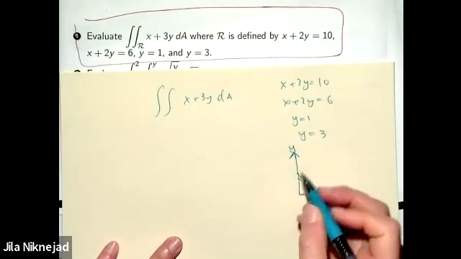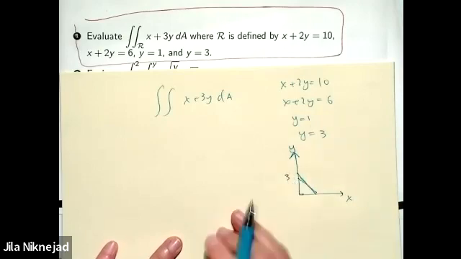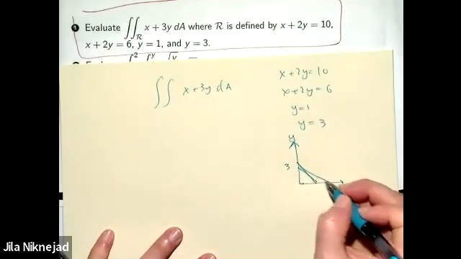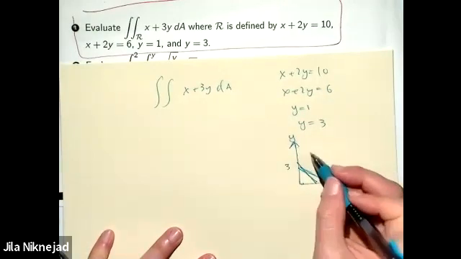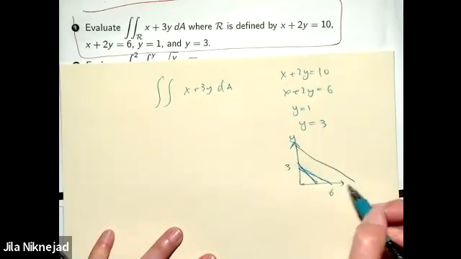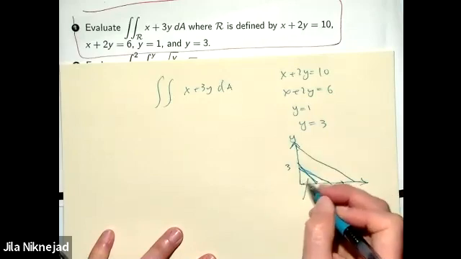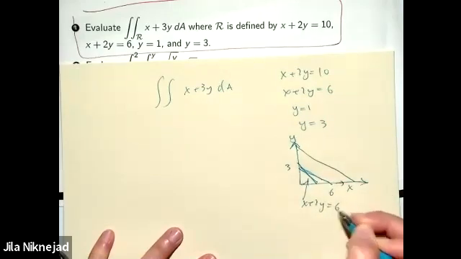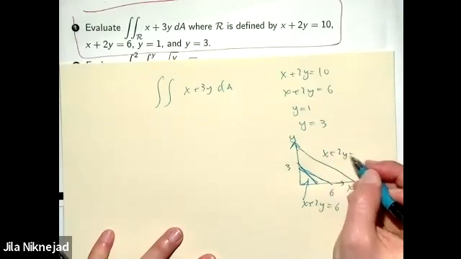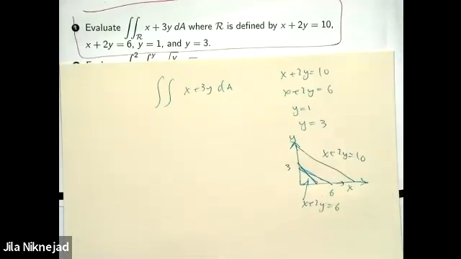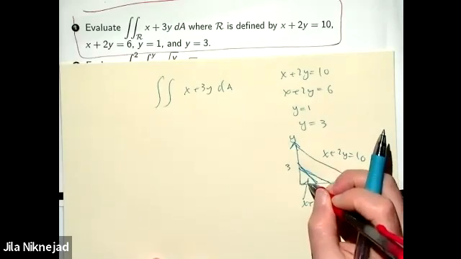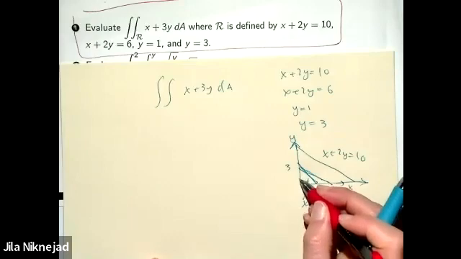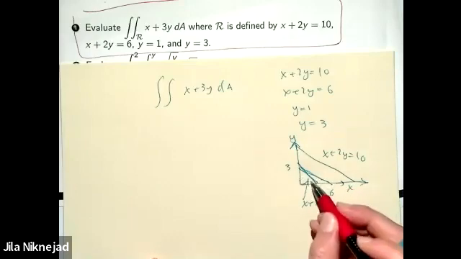Let's do it this way. I'm going to eventually get this. Now, this is x plus 2y equal to 6, and x plus 2y equal to the other one, x plus 2y equal to 10, and then we have y equal to 1, y equal to 1, and y equal to 3.